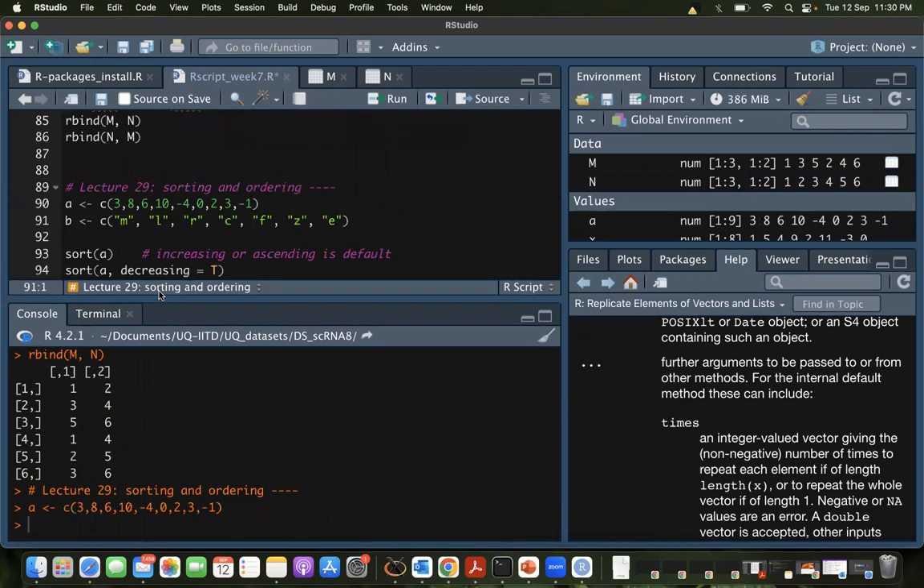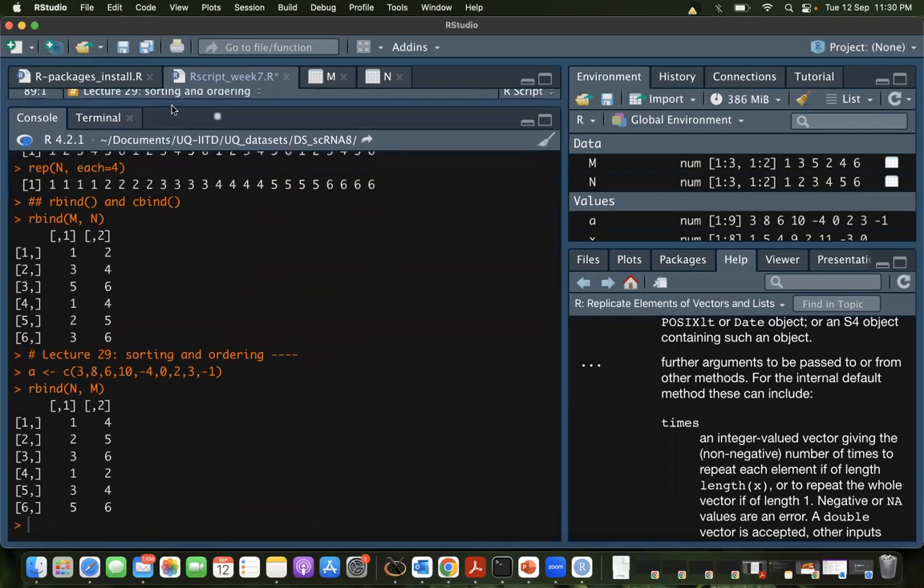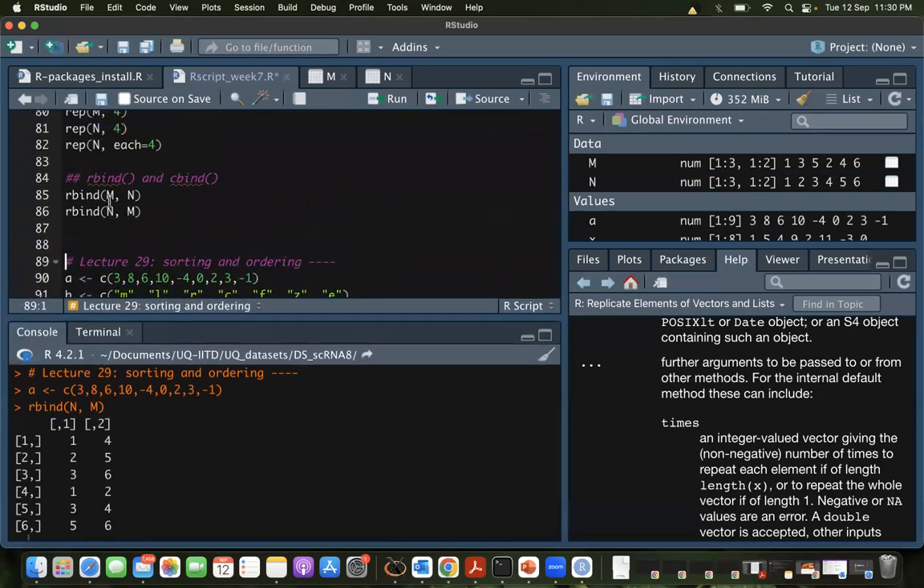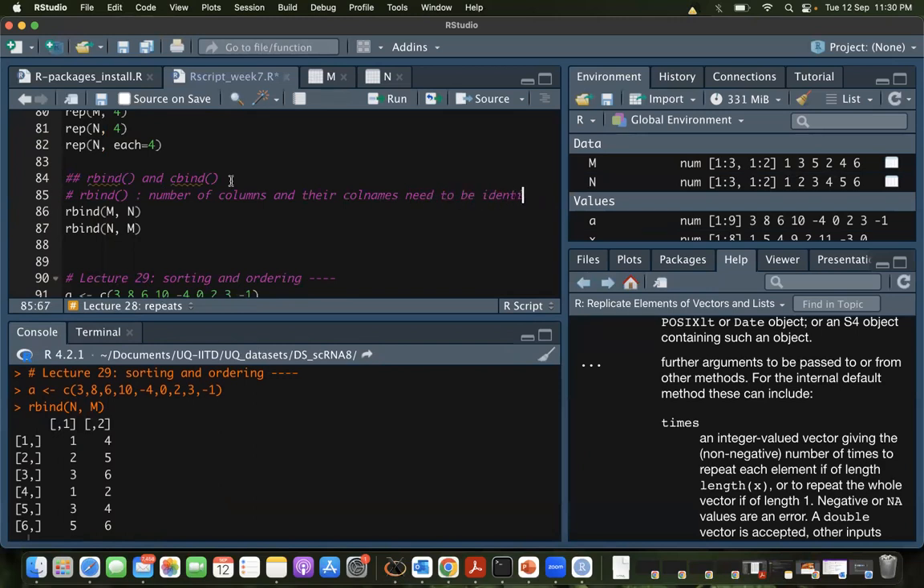N comma M. If you see these two things, this one and this one, they're different, right? Because the matrix that you mention first comes first, and below it comes the second one. Now, what is the constraint on rbind? The columns need to be the same. The number of columns and their names also need to be identical.